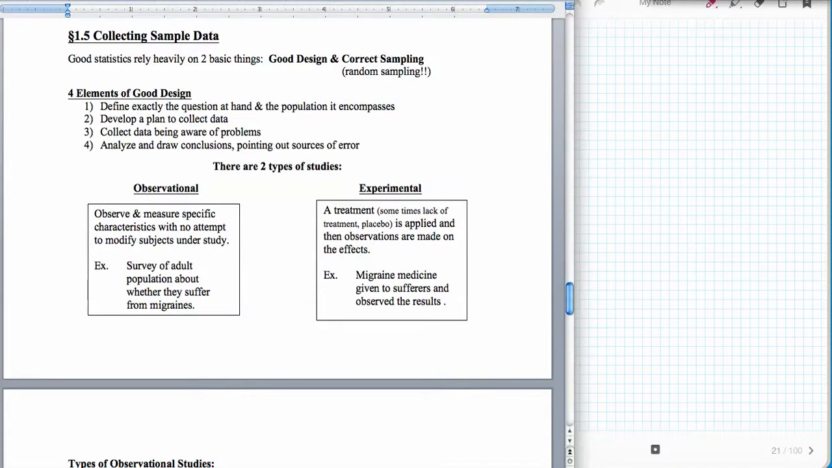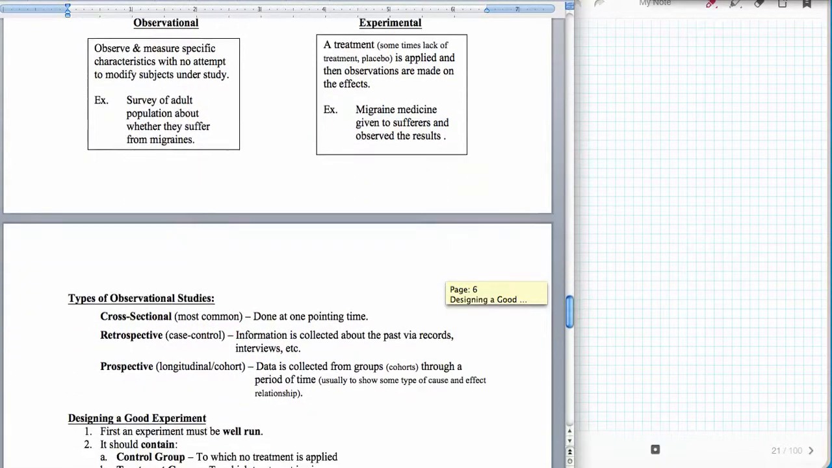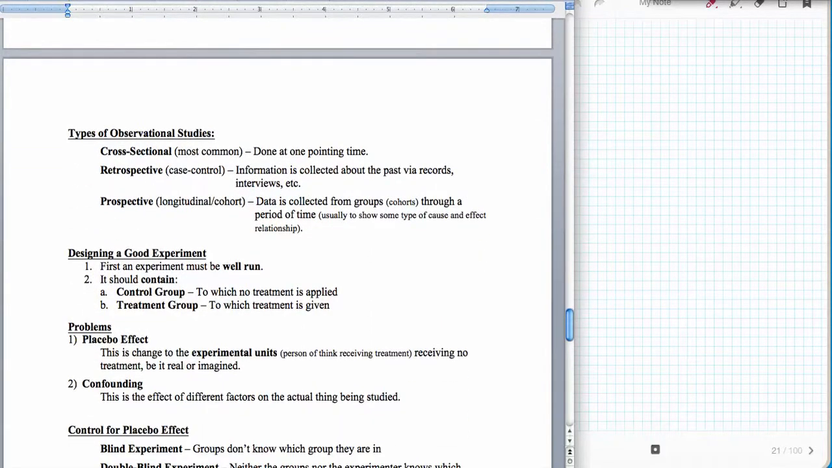And so we're going to talk about, first of all, a couple of types of observational studies, and then we're going to go ahead and talk a little bit more about experimental design that a lot of times does encompass an actual experiment, not just observational.